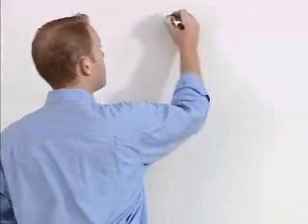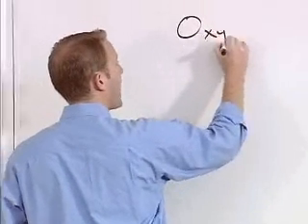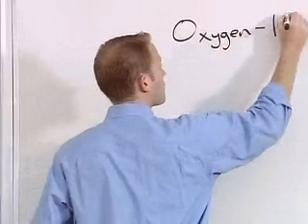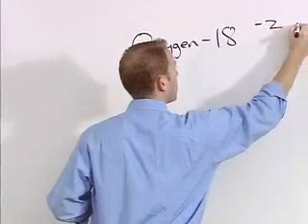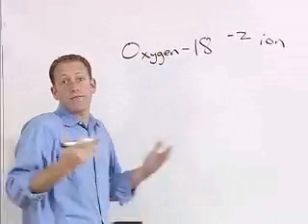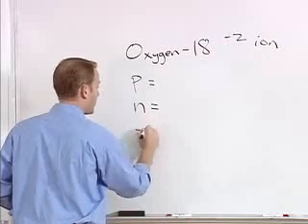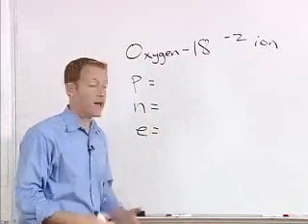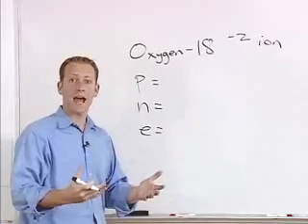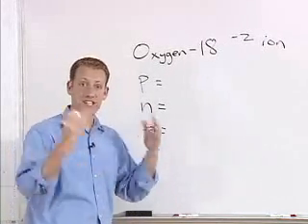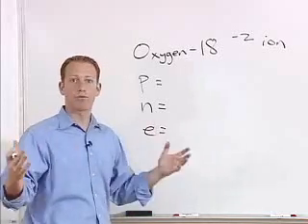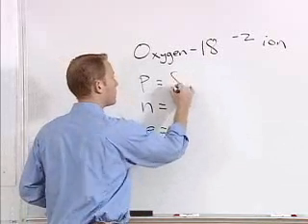Let's do an oxygen-18 negative 2 ion and talk about how many protons and electrons there are. We know it's oxygen, and since it's oxygen-18, we can also tell how many neutrons there are. So, for the fun of it, let's do the protons, the neutrons, and the electrons. Protons: if it's oxygen, you go to the periodic table, look for the atomic number, and see it's 8. That's easy. Protons is 8.